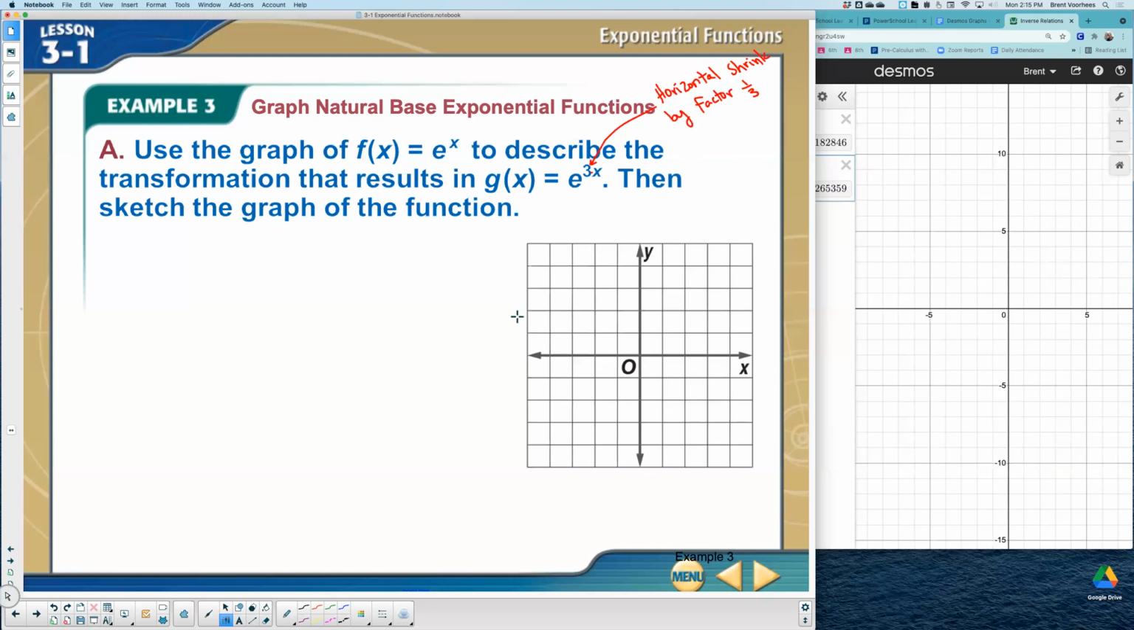So that just means if the normal graph comes through and it hits the point, this is growth because the base is greater than 1. This is exponential growth.